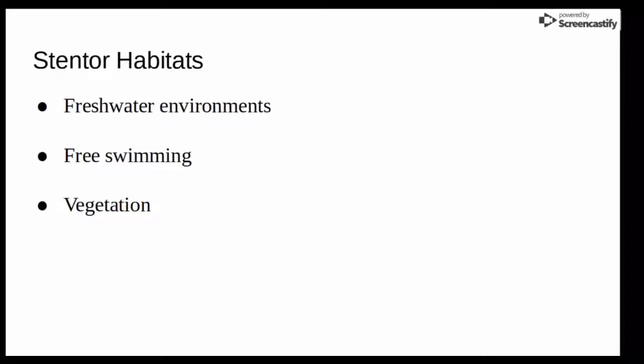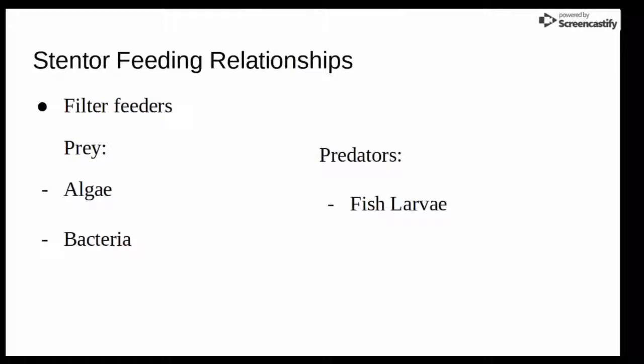Stentor habitats: it is commonly found in freshwater environments, and they're usually free swimming, but they're sometimes attached to vegetation. Their feeding relationships are they are filter feeders, which means that they passively eat whatever gets swept in their direction, which commonly means that they eat algae and bacteria. A predator of stentor are fish larvae.